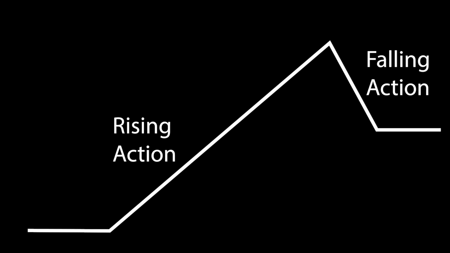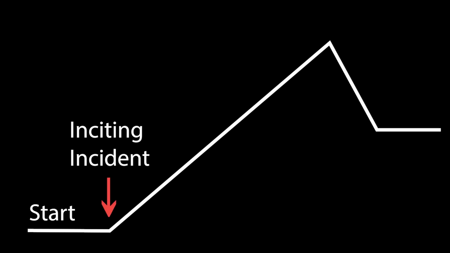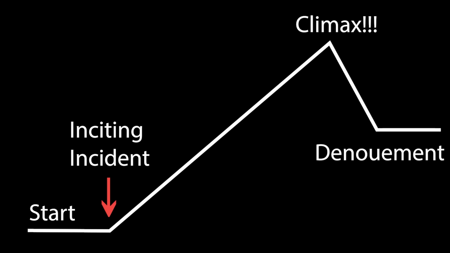Every screenwriter has seen this plot diagram. It's the classic rising and falling action of a 3-act structure. The story starts, an inciting incident kicks off the action, things escalate to the climax, and in the end, there's a denouement. Or, if you prefer, denouement.